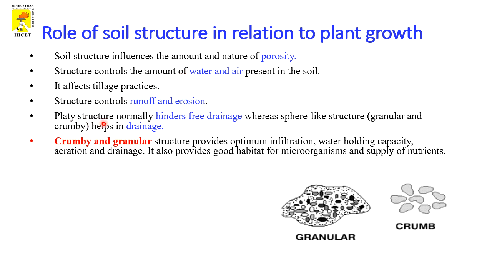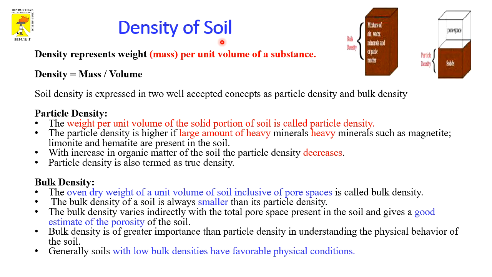Platy structures hinder the free drainage. Crumb and granular structures, as I said, have the optimum infiltration and water holding capacity, variations and drainage property. So it is very good soil for cultivation and also a good habitat for microorganisms and nutrient supply to the plant.